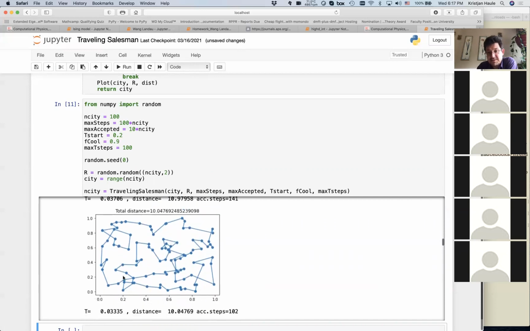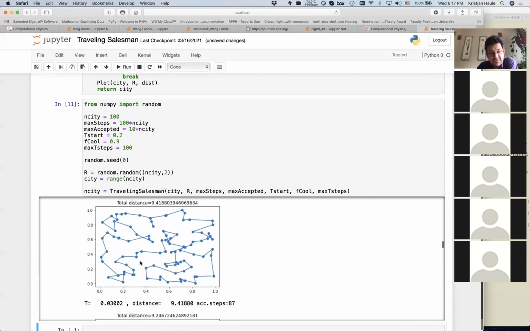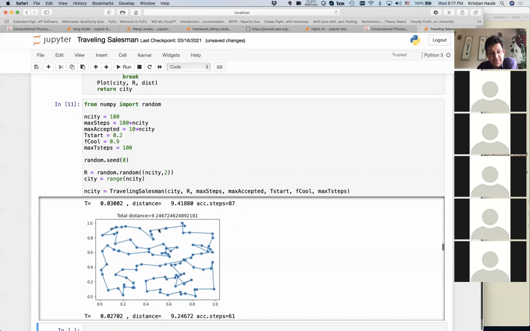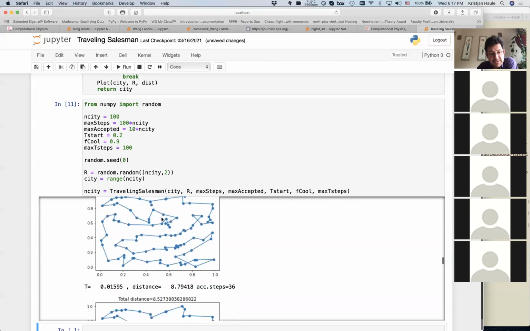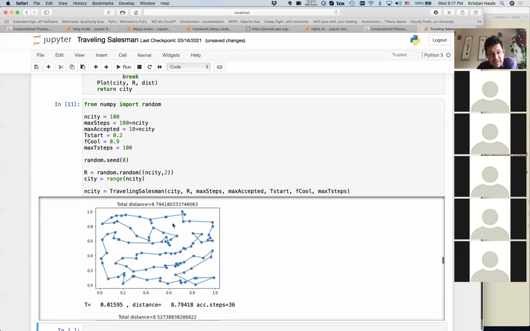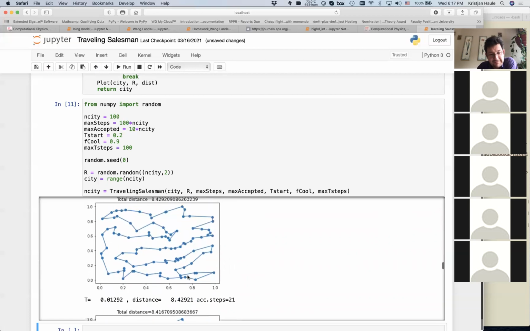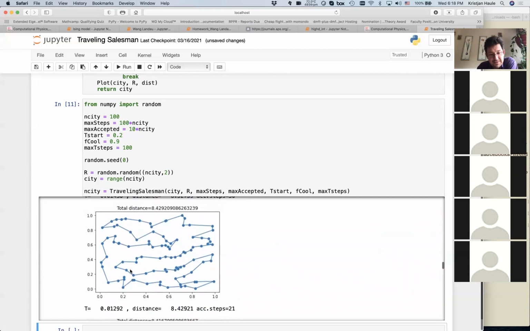You see most of the crossings are now out. There's still some left. 9.4, 9.2, 9.1, 9.0, 8.8. Okay, so now there's still one crossing here and one here. So there's still some, one here. So there's still some left. But here, I don't see any crossing yet.